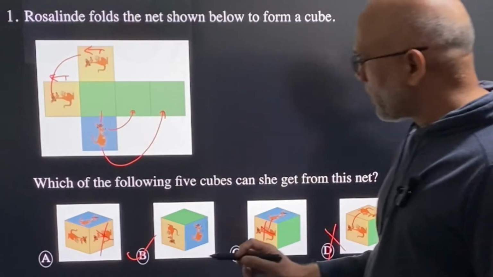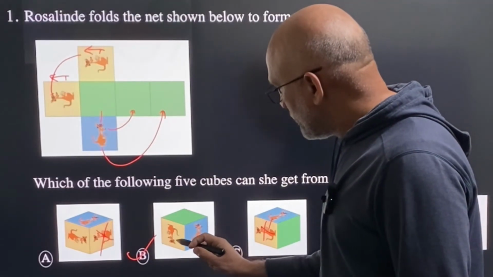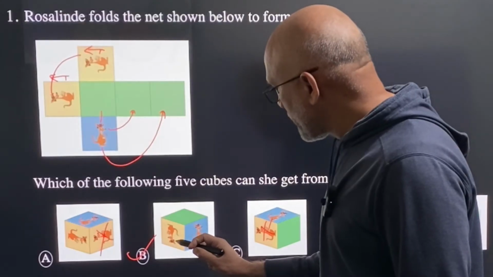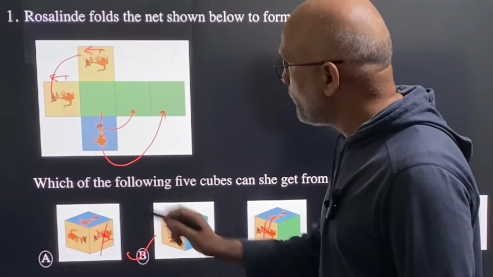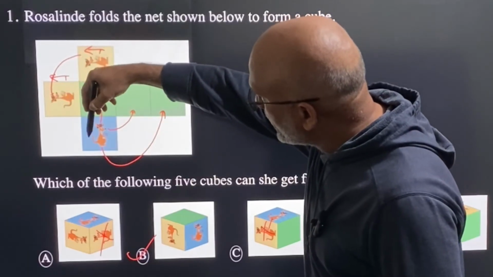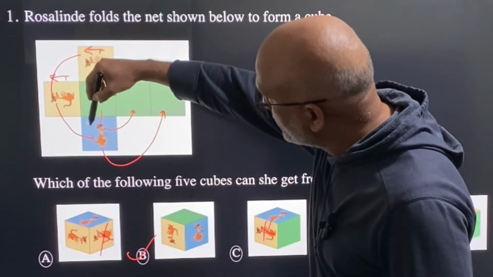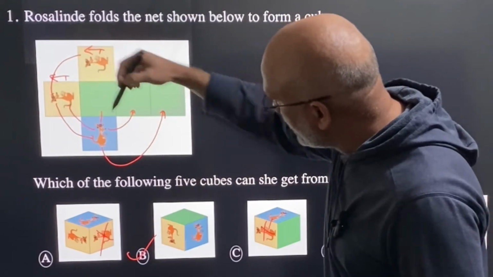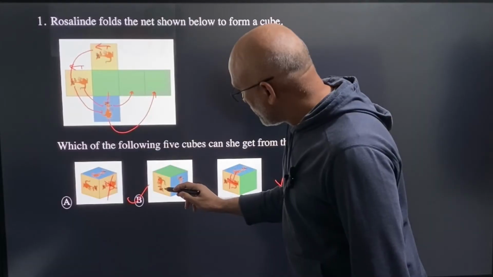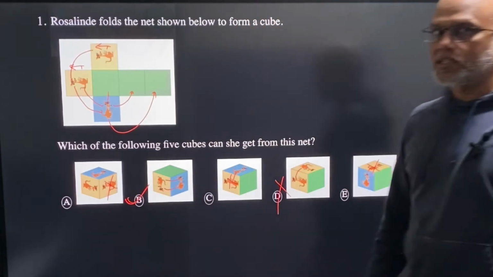But let's just double check. Here if you see, the head of the yellow kangaroo is connected to the tail of the blue. So when you fold it, the head will connect to the tail, and this tail is going to connect to the head, right? So head to the tail and tail to the head. So this indeed looks like the correct choice.